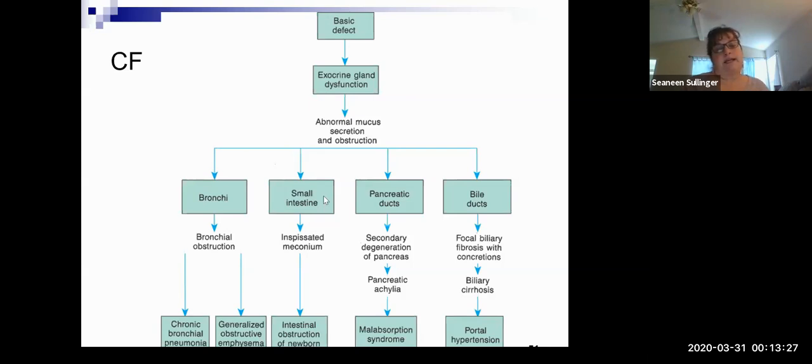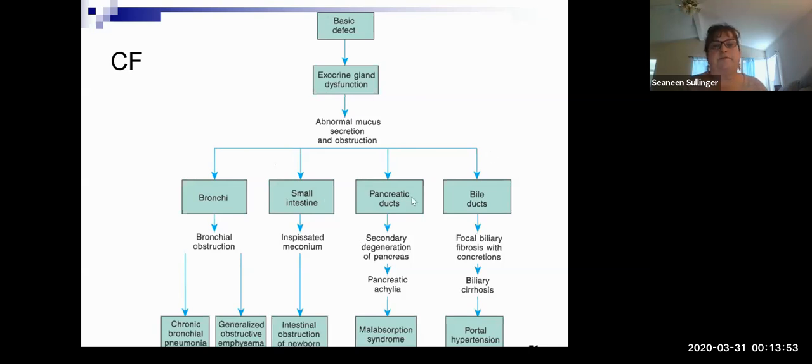One of the key things in a baby, remember we talked about when they have their first urine, when they have their first meconium. If you don't have meconium within the first 24 to 48 hours, it could be because the child has cystic fibrosis, because there could already be an intestinal obstruction in the newborn. So that's an important assessment to make in the newborn.